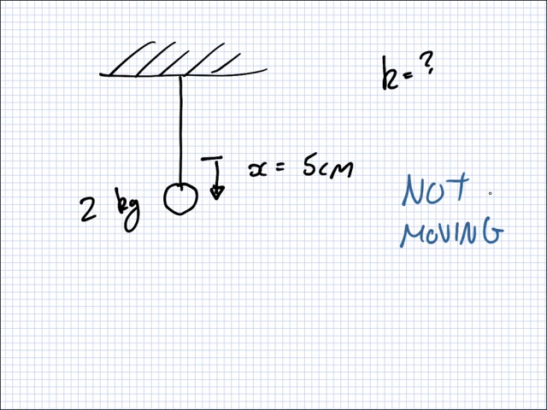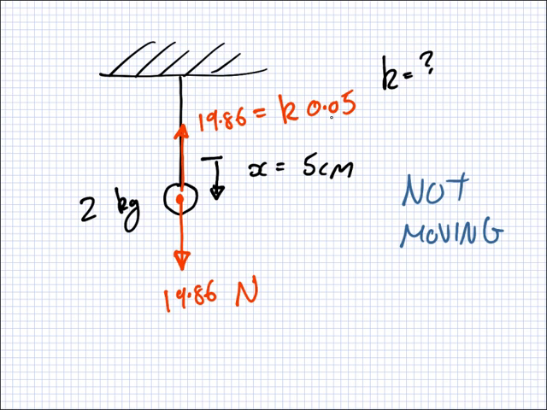The length is 5 centimeters. Did you say that there's a weight here of 2 grams? That's 19.86 newtons. So that means the force here must also be 19.86 newtons. And Hooke said that's equal to Kx. So I think your answer is too small, Summer. K will be 19.86 over 0.05.